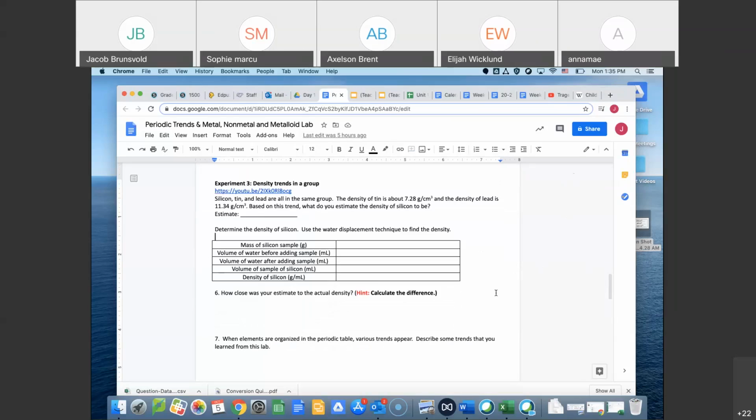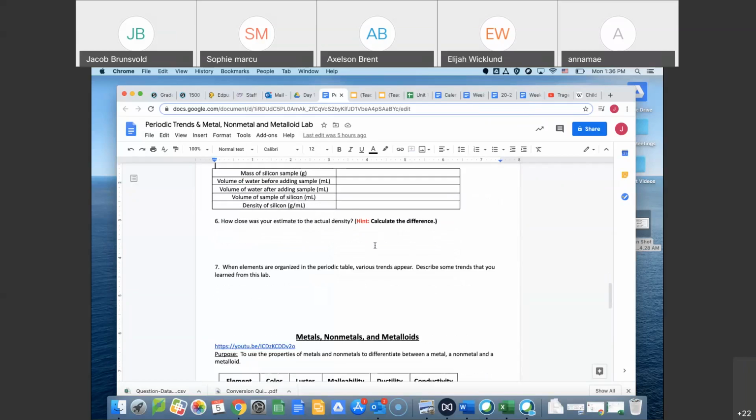What did you guys get for your approximate density of silicon? Did anyone calculate it? Because I haven't actually calculated it yet. I will when I grade it. But based on our data from the lab, what is that density of silicon? 1.34. So less than 10. Yep. So, and that should make sense, right? It went even further down from what the density of tin was. I'm guessing what's above silicon? Carbon. So if we did the density of carbon, it would probably be even less. All right. And so then number 7, we already did.